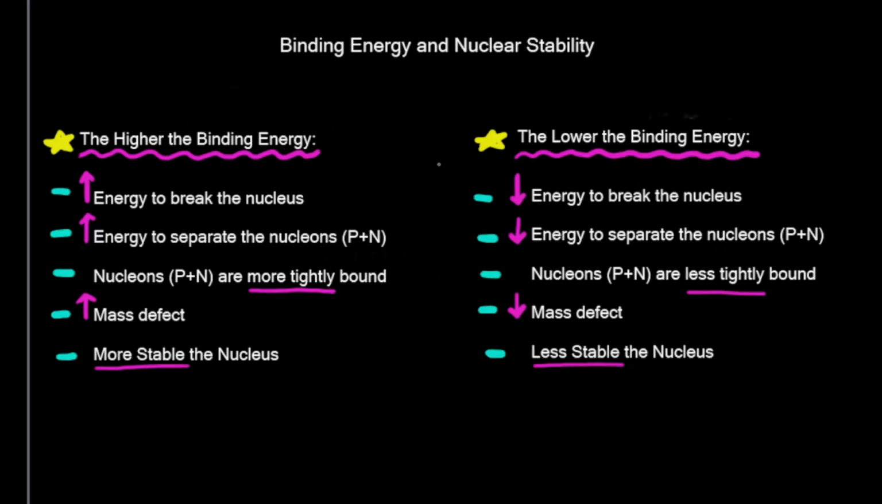On the other hand, when the binding energy is lower, a lower amount of energy is required to break the nucleus. There is a lower amount of energy required to separate the nucleons, which are protons and neutrons. And these nucleons are less tightly bound. A lower binding energy also translates into a smaller mass defect, and when the binding energy is lower, the nucleus is also less stable.